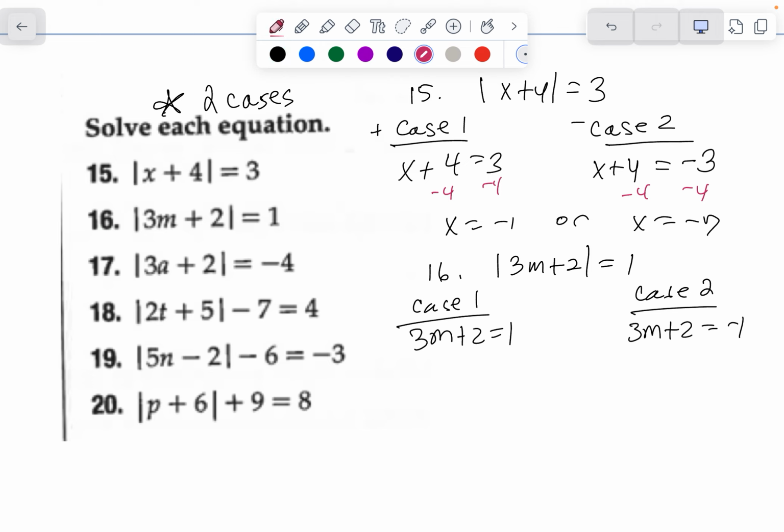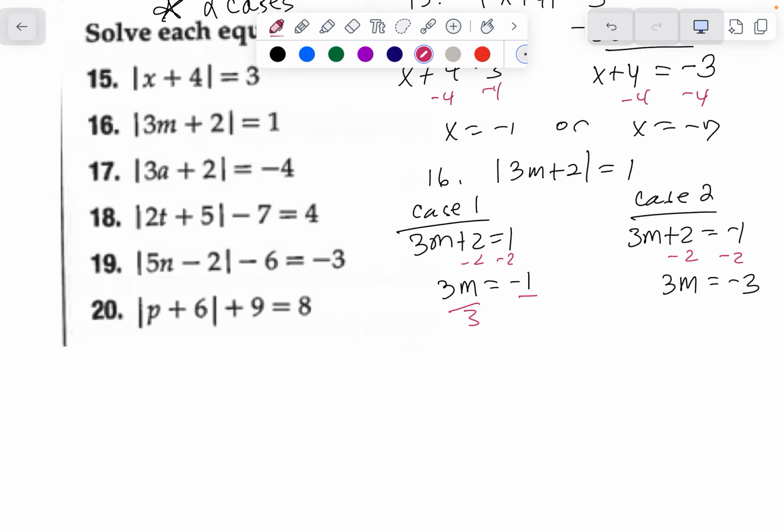You'll notice both equations, we subtract 2 from both sides. And in this one, we get 3m equals -1. This one, we get 3m equals -3. See how it's the same math both times? The first one, we're going to subtract 2 from both sides. Same for the second. Next, we got to divide by 3. So the same algebra is happening both times. You're just dealing with different numbers on the right side.